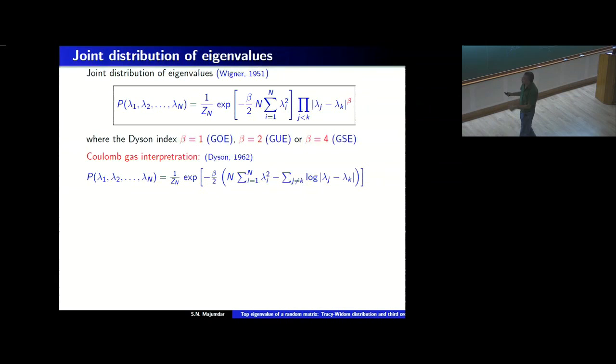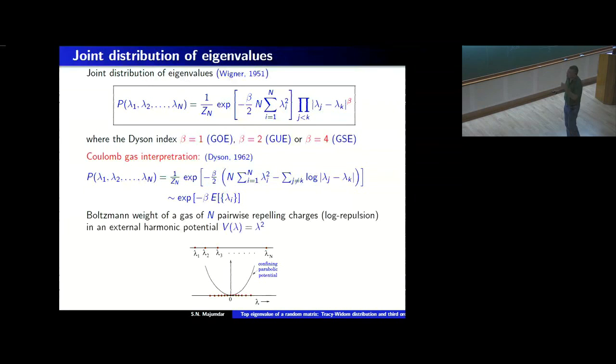So you can forget about the original matrix now and just think in terms of the eigenvalues. The eigenvalues are just like point charges on a real line. They're real. And they're sitting in an external harmonic potential, which is the lambda i squared confining potential. But they're repelling each other pairwise by the log interaction. So they are actually two-dimensional Coulomb charges, but sitting confined on a 1D line. And then this is just the statistical mechanics of a long-range one-dimensional system with the energy given by this configuration of charges.